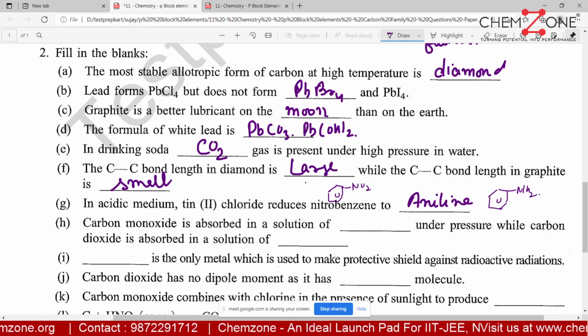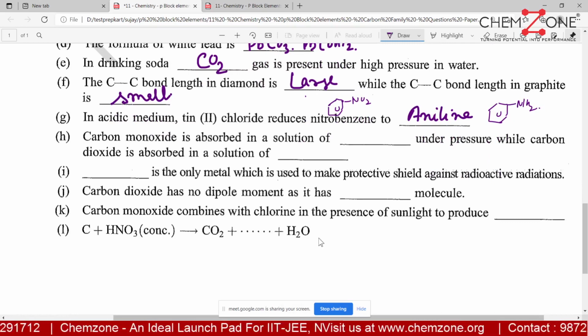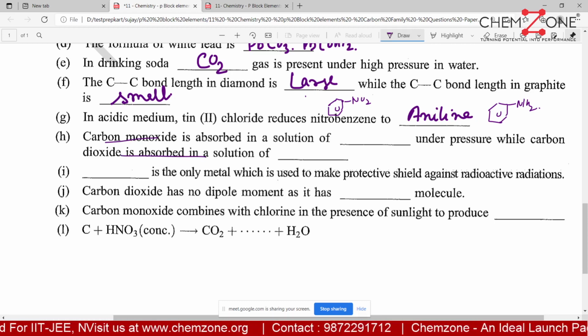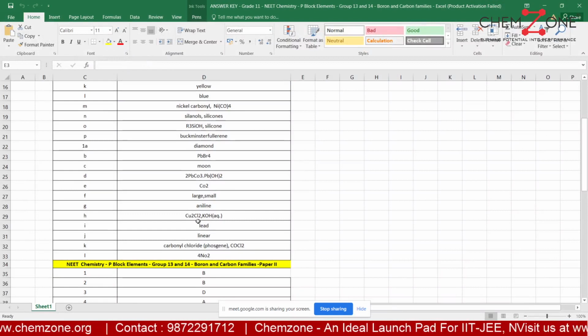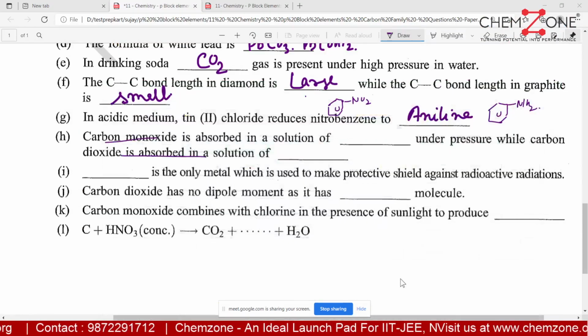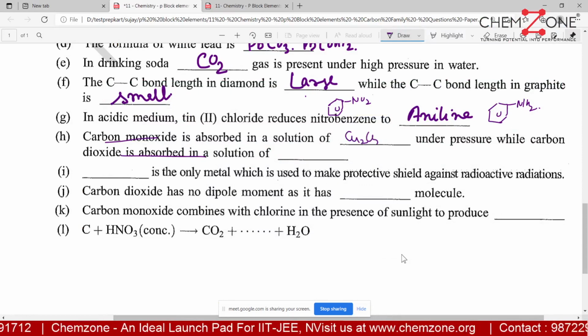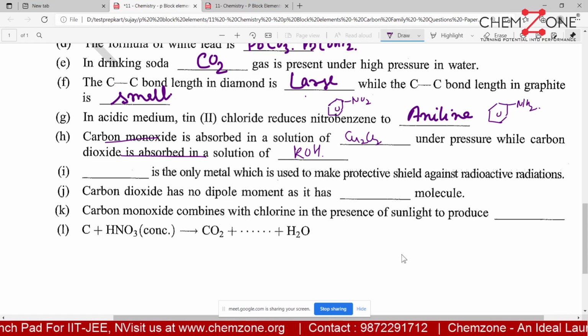Carbon monoxide is absorbed in a solution of dash under pressure, while carbon dioxide is absorbed in a solution of dash. It means carbon monoxide and carbon dioxide are soluble in different types of solvent. So what is that? Let us see. Cuprous chloride, Cu2Cl2, and aqueous potassium hydroxide. You have to remember it. These are all important questions.